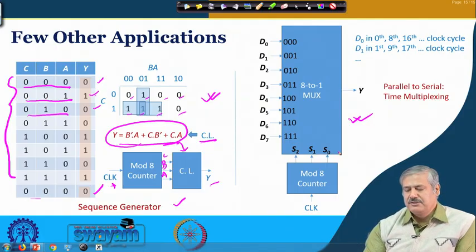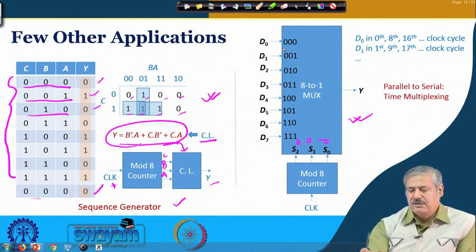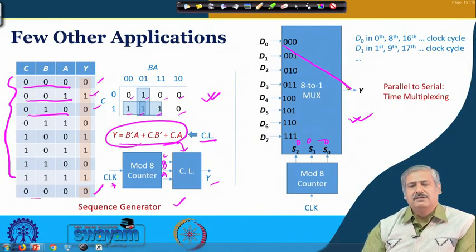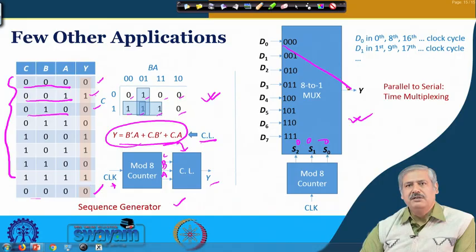So, if you place 0 0 0, D naught will be connected, right. So, with 0 0 0 over here, D naught and Y is connected. The rest of the things are not contributing to the Y. So, that is the way a multiplexer works, right.